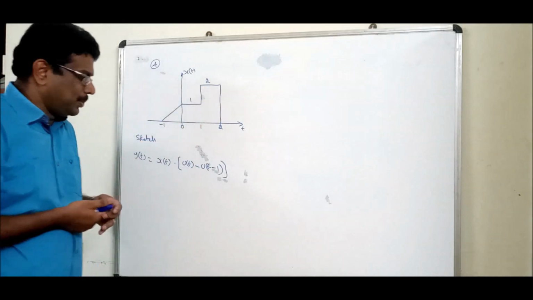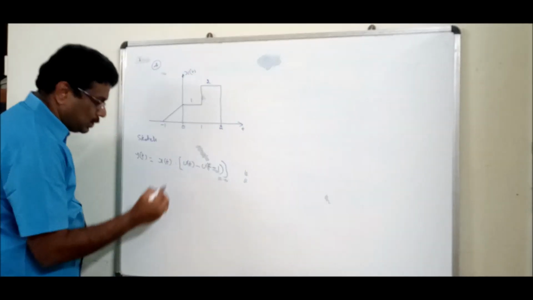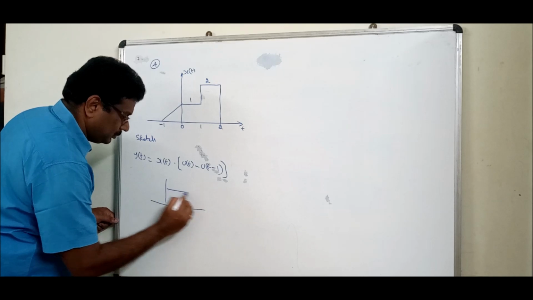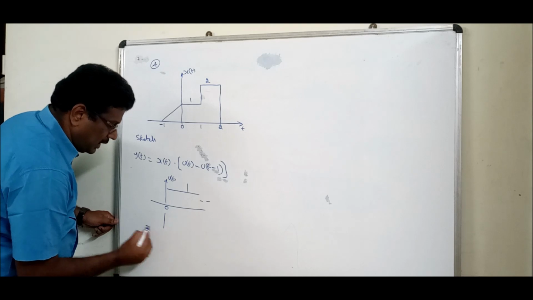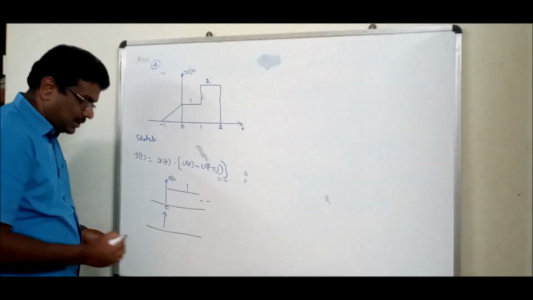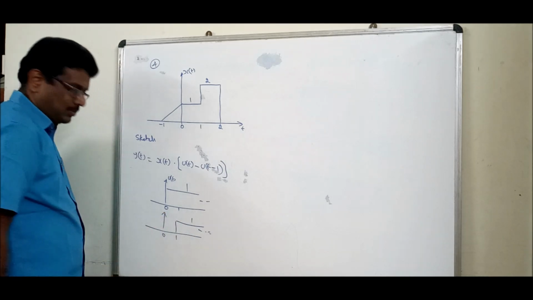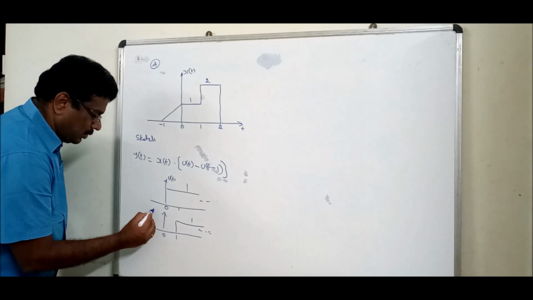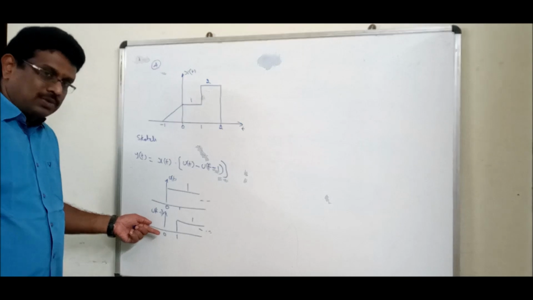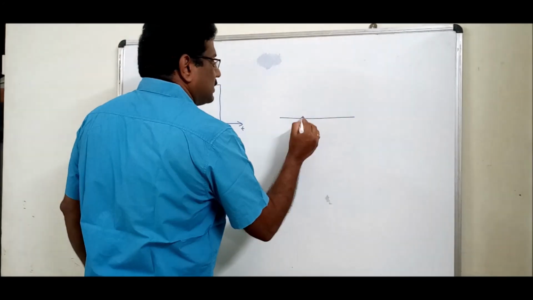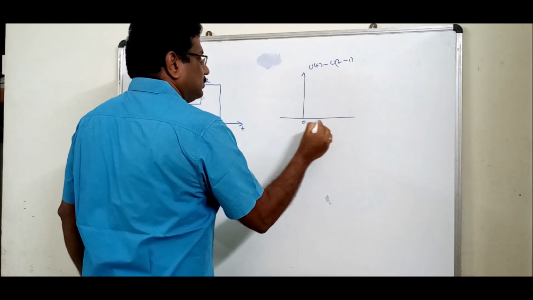Let us plot. What is u of t signal? This is u of t. What is u of t minus 1 signal? Is it right shift? Yes. This is u of t. This is u of t minus 1. What should I do here? u of t minus u of t minus 1. If I subtract, what will be the result?